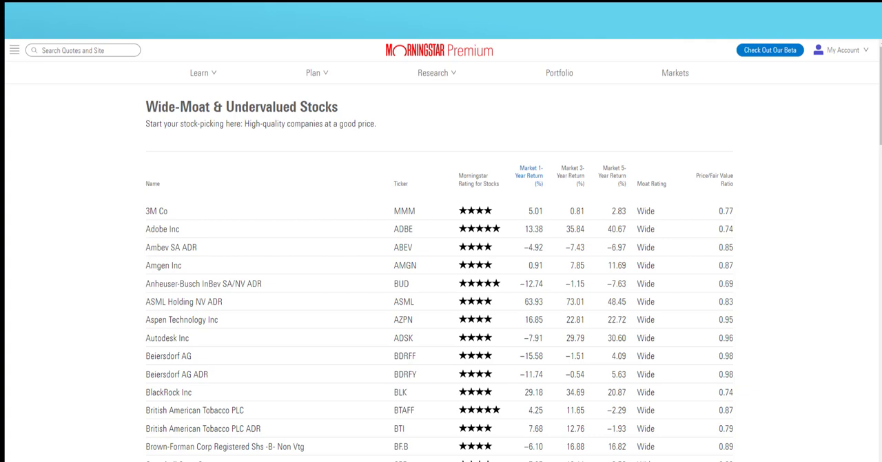3 stars means it's about normally valued. 2 stars means it's a little bit overvalued. In other words, the stock price is a little bit high. 1 star means that the stock price is very high according to its intrinsic value.